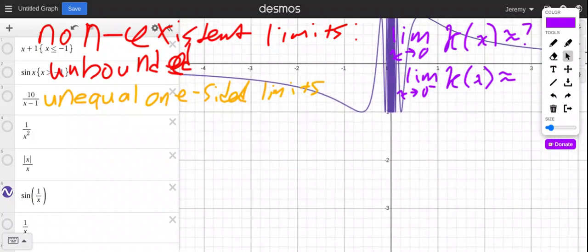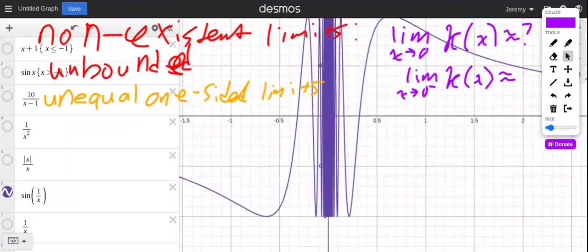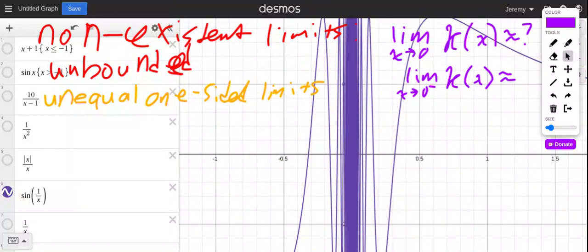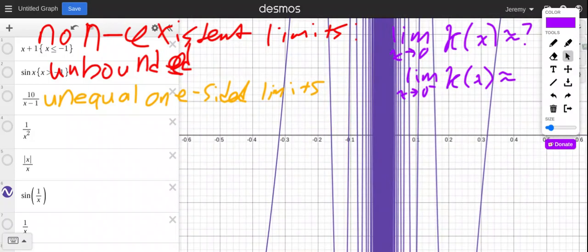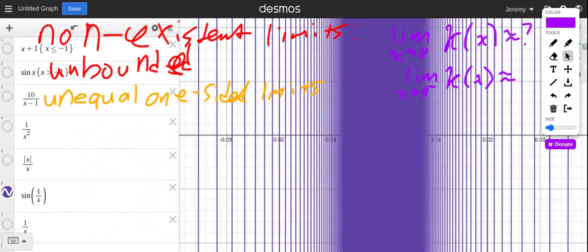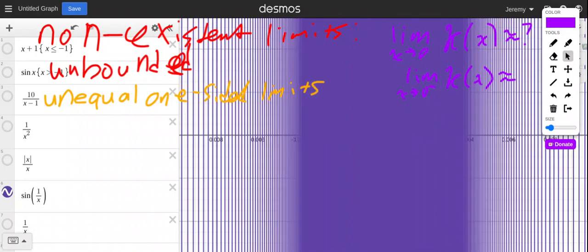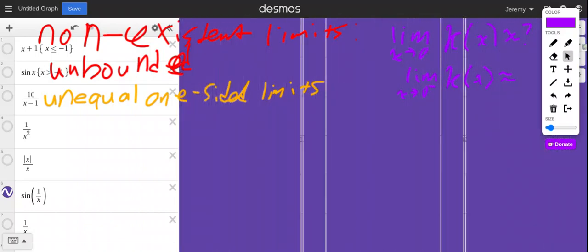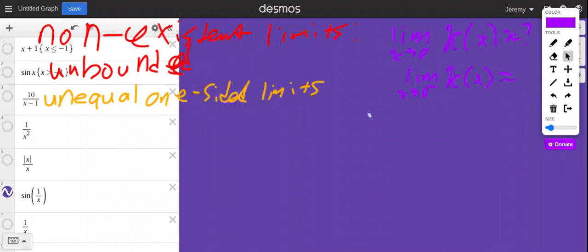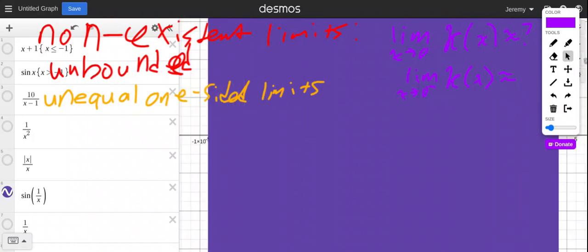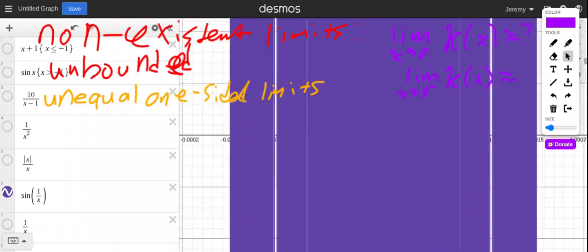Maybe we zoomed out too much. Actually, I want to look at this because it's getting messy. So we're still seeing this block of purple, and so we just have a block of purple.